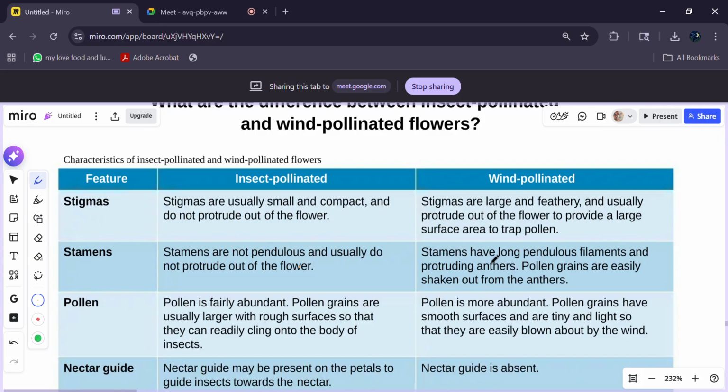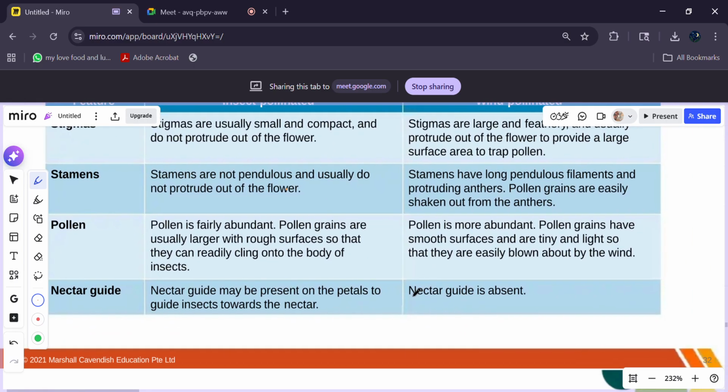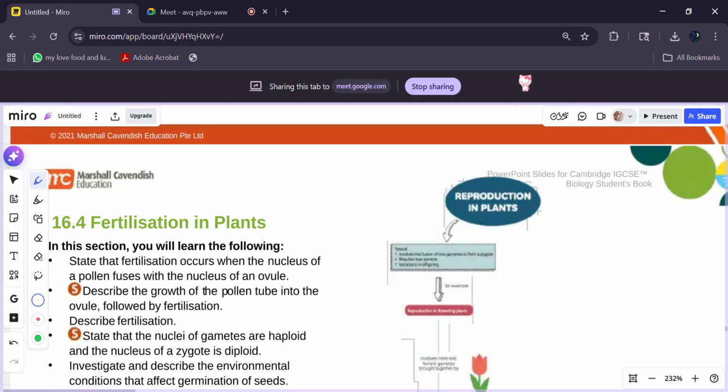In insect pollinated flowers, a nectar guide may be present on petals to guide the insect towards the nectar, whereas the nectar guide is absent in wind pollinated flowers.